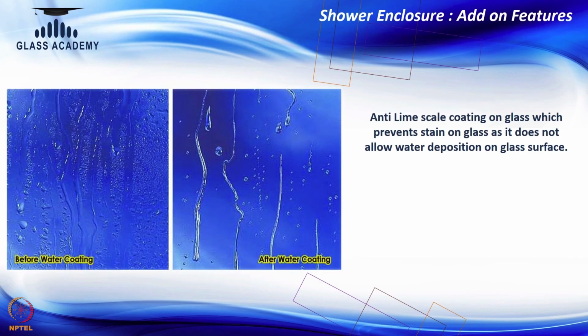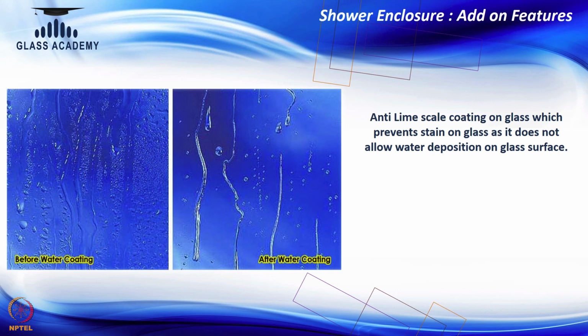You can see here the anti-limescale coating, the first thing. The first picture shows there is no coating, you can see more water, more condensation happening on the glass, whereas on the second, right side, you can see there is a coating on the glass. So, it shows that water is simply dripping out, water is not sticking to the surface of the glass.